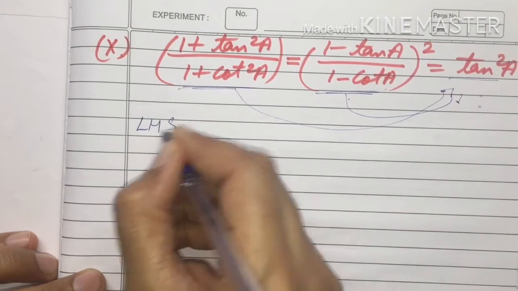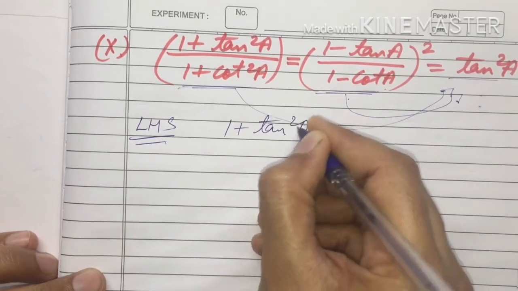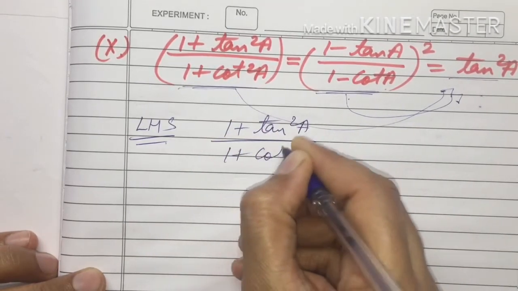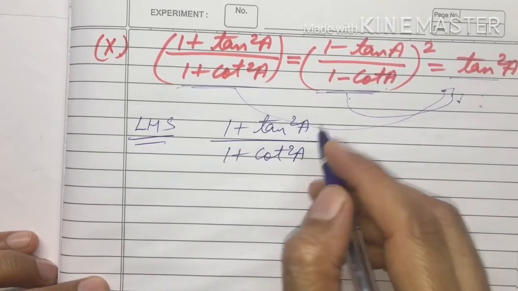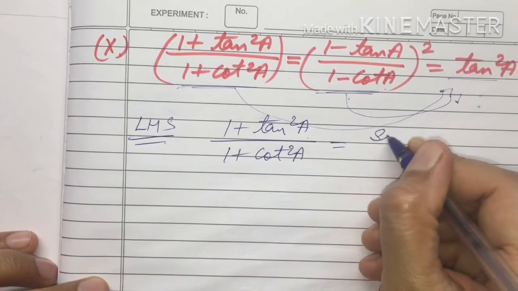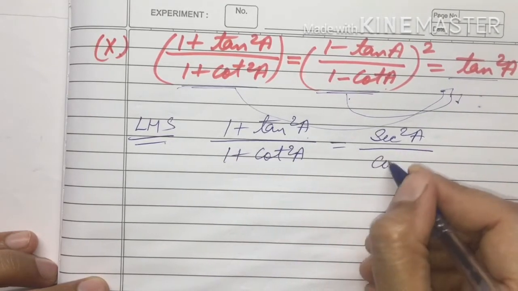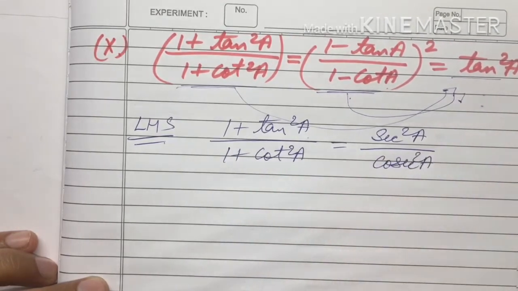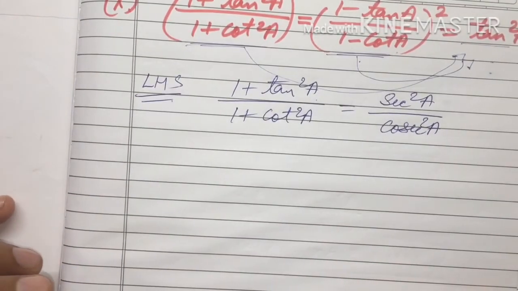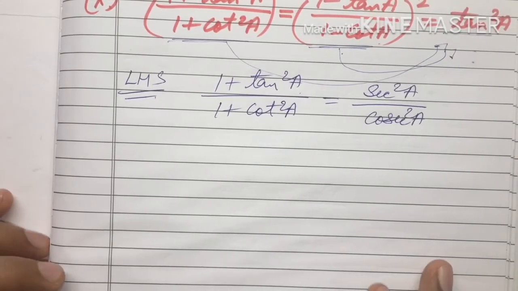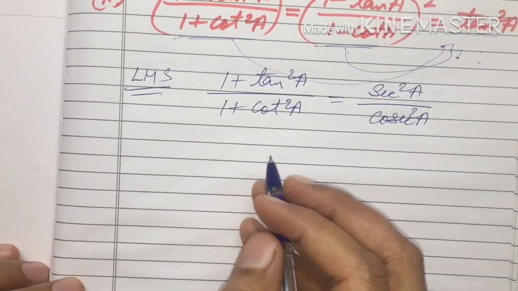So left hand side first we are taking 1 plus tan square A upon 1 plus cot square A. So 1 plus tan square A, according to our identity, what we can write it, secant square A. 1 plus cot square A is equal to cosecant square A. For these type of questions, we have to learn our identities and our other trigonometric ratios to solve these questions very quickly.